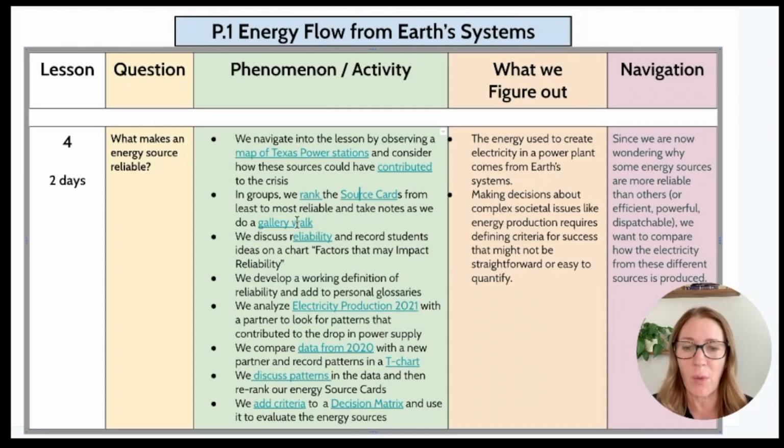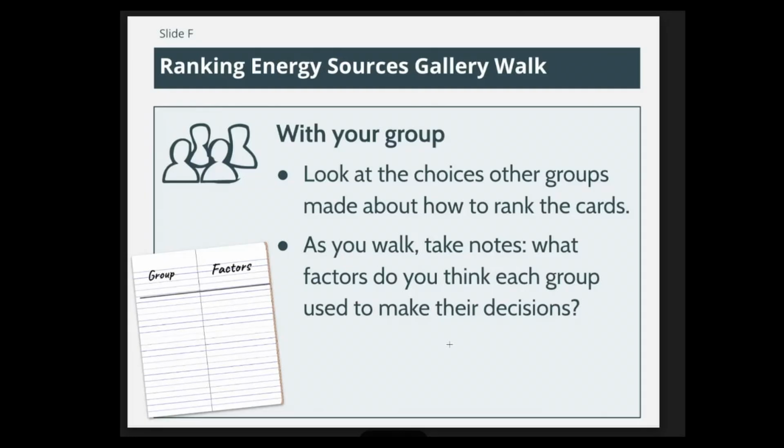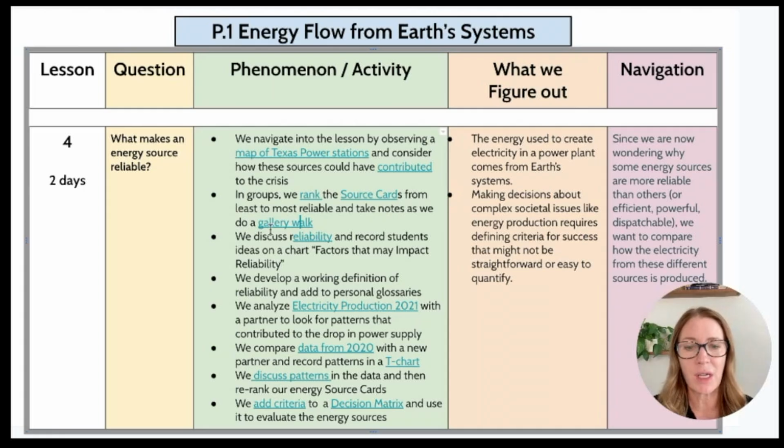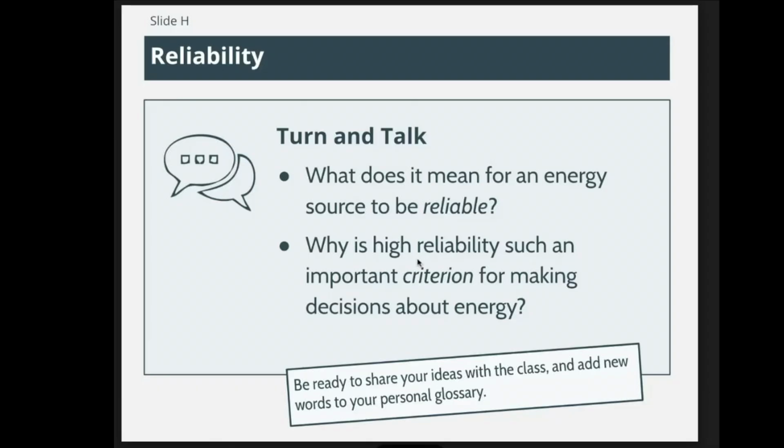We're going to do a gallery walk, and look at the choices other groups made about how they ranked them. Then we're going to take some notes about what factors we think each group used to make their decisions. Now, all of this comes back together in a discussion where we co-develop the definition for reliability. We discuss what reliability is, and all of the ideas that students share about what it means to be reliable are recorded on a chart.